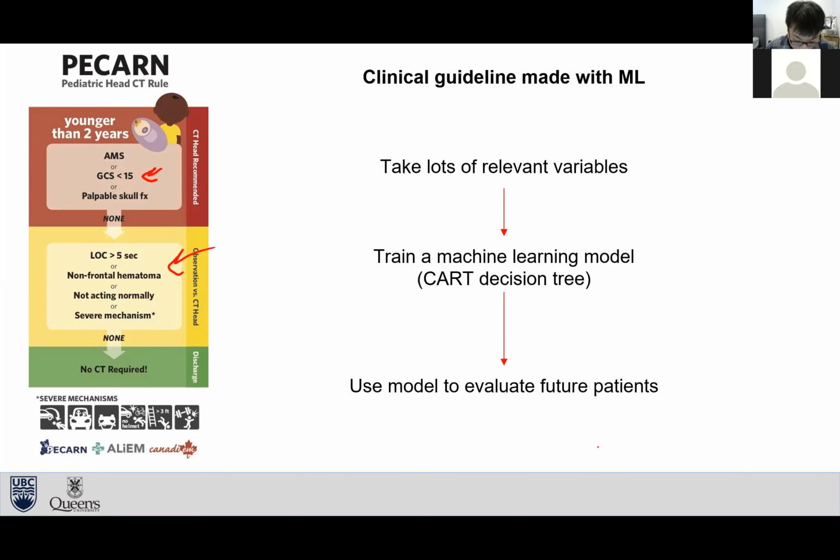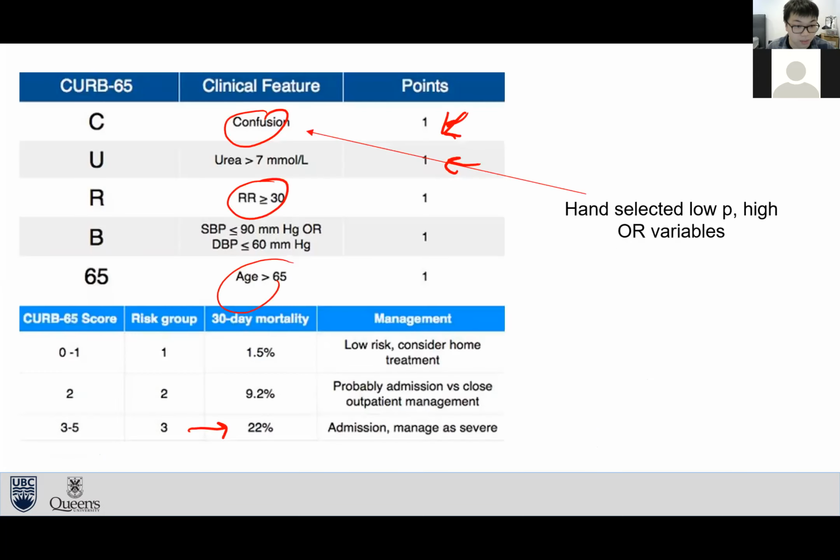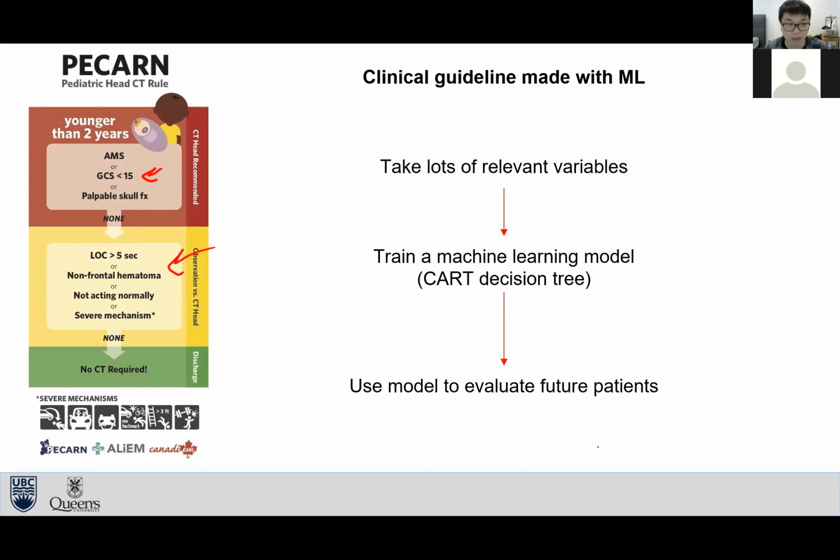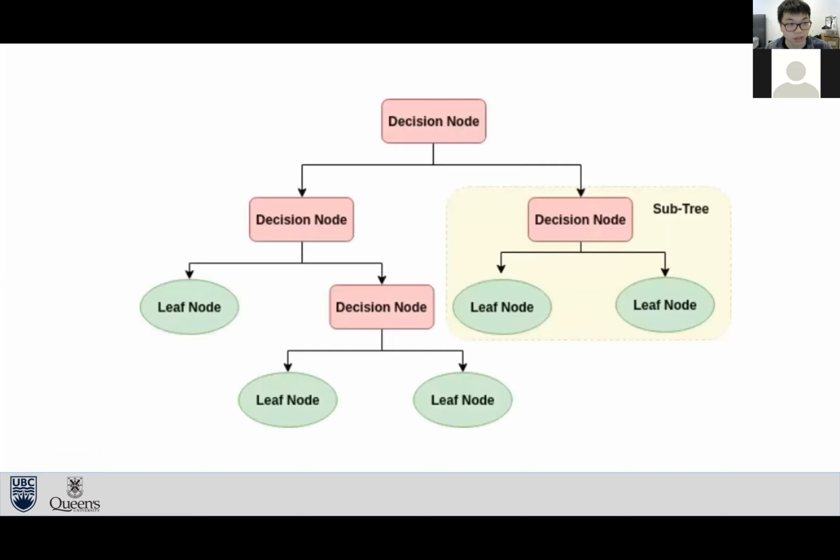So what they did, similar to the CURB-65 score, is they took a lot of relevant clinical variables, but instead of computing an odds ratio and p-value, they used them to train a machine learning model. In particular, the model they trained was called a decision tree, where they take variables. For instance, let's say Glasgow coma score is one variable. If it's equal to 15, you go to one branch. If it's less than 15, you go to another branch. And then you look at the next variable, let's say mechanism of injury. If it's suspicious, you go to one branch. Not suspicious, you go to the other branch. You go all the way down this tree, and then you're given some sort of risk.